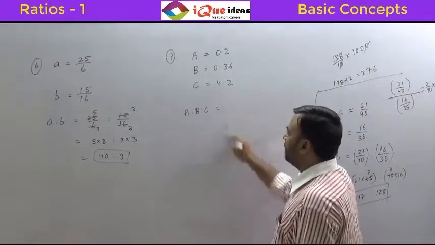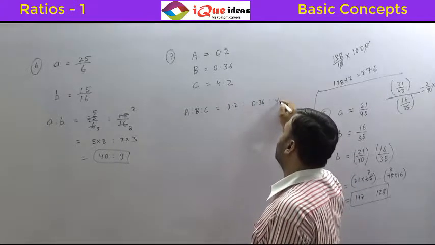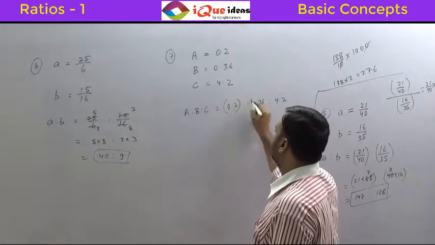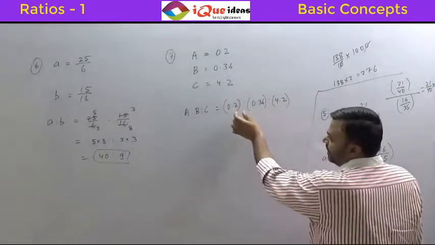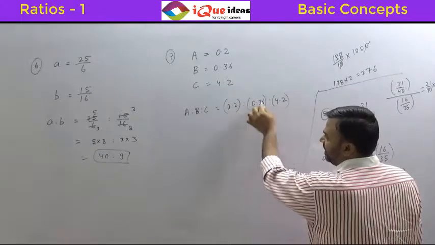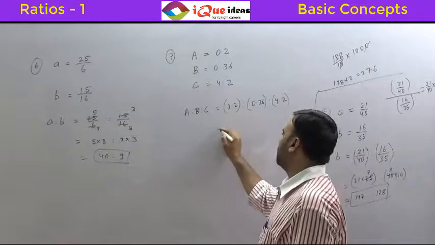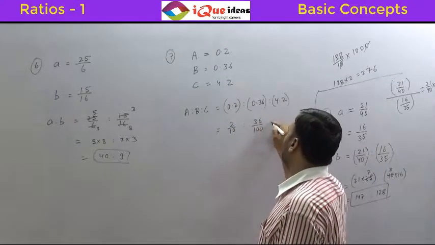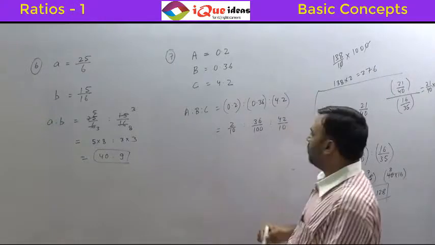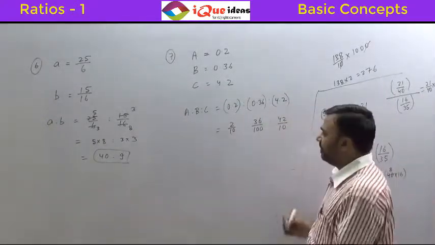Now A is to B is to C will be 0.2 is to 0.36 is to 4.2. Now listen very carefully. One thing you can do is write this as fractions: 2 by 10, 36 by 100, 42 by 10, and then multiply by the common LCM. Always do that only. So 2 by 10 is to 36 by 100 is to 42 by 10. Now what should we multiply by? Here it is 10, 100, 10, multiplied by 100.